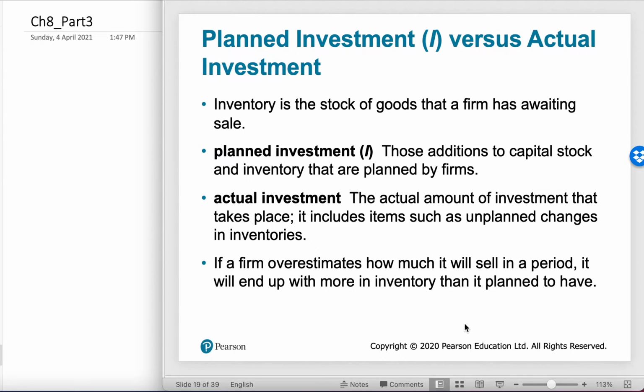This is part 3 of chapter 8. Now we are going to talk about the behavioral function of investment, or the investment function.